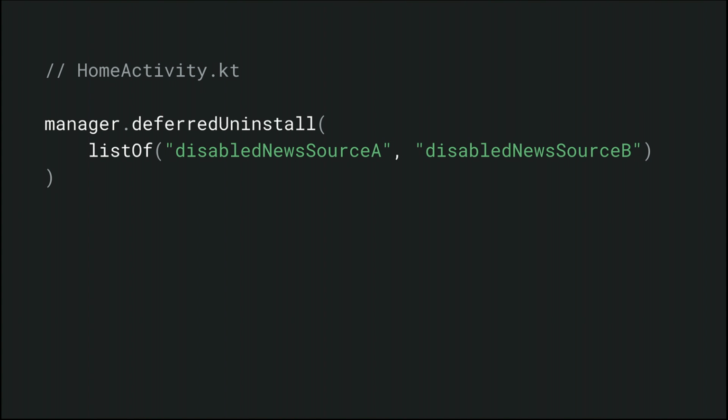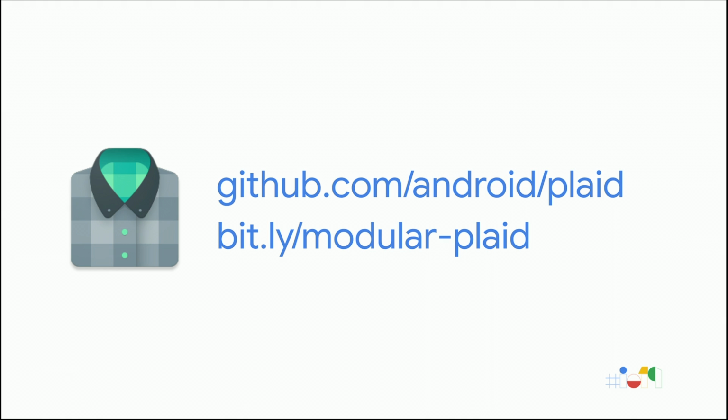For more details on how to do that, check out the sample app as well as the Play core library documentation. You can follow Plaid's development on GitHub. Also check out an article containing more in-depth information on the modularization process.